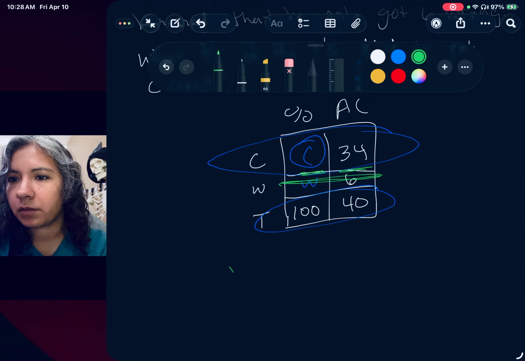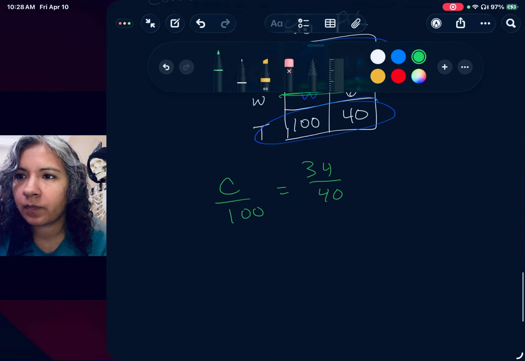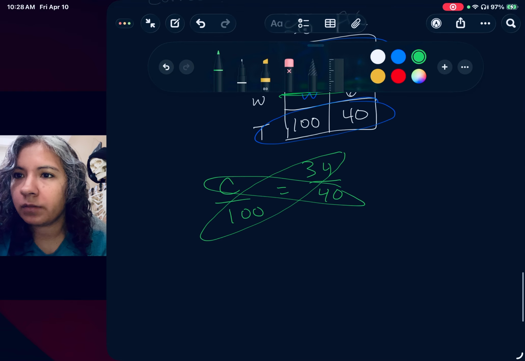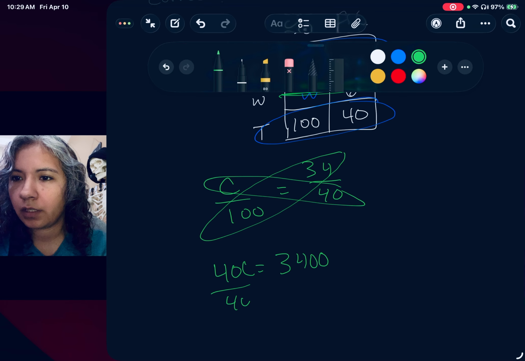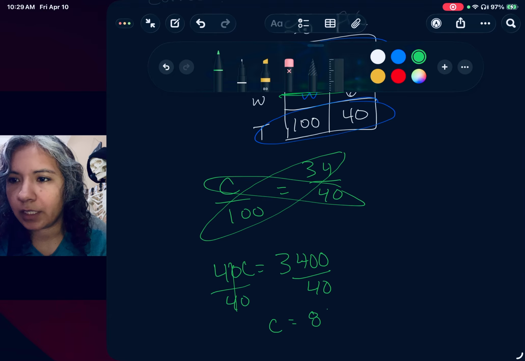So we're going to have C over 100 equals 34 over 40. And let's cross multiply. 40C equals 3400. Oops, I forgot the C. Divide by 40 to get C by itself. So C is going to equal 85% correct.